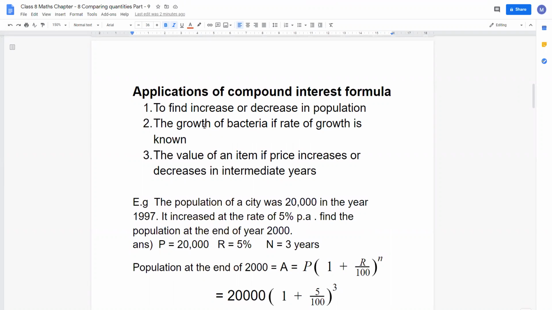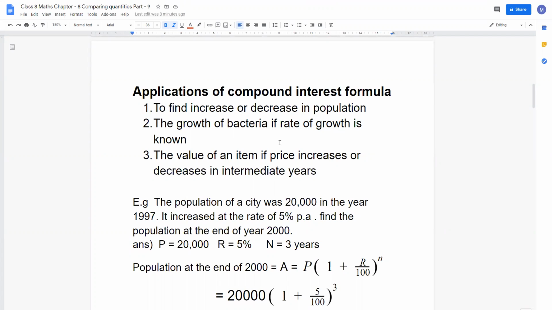What are the applications? First is to find the increase or decrease in the population. That is, when a rate as a percentage is given for the increase or decrease, we can find the population after 1 year, 2 years or 3 years by using the compound interest formula. We will do one example of this after explaining. Second is to find the growth of bacteria if the rate of growth is known, the same way.